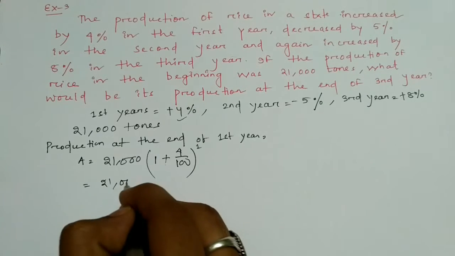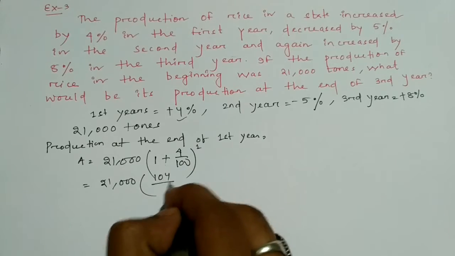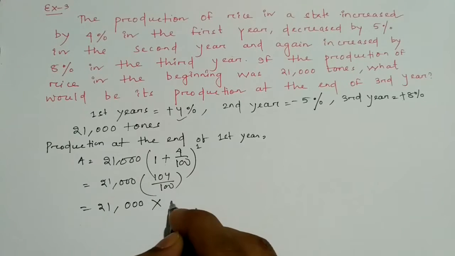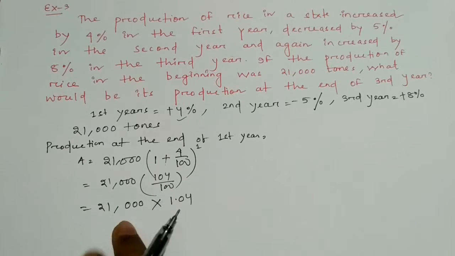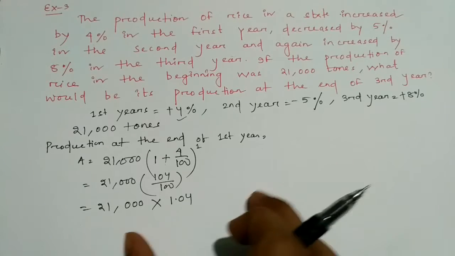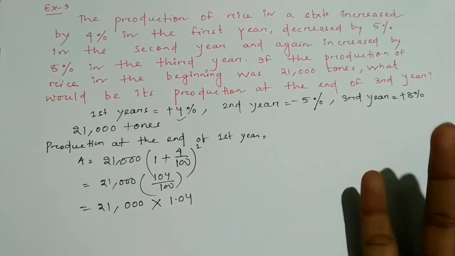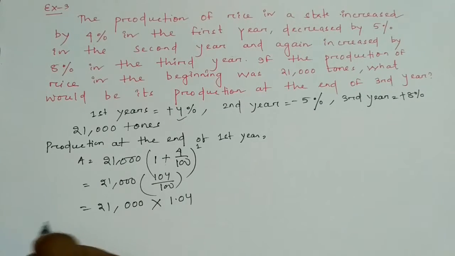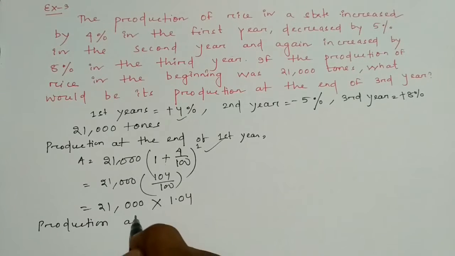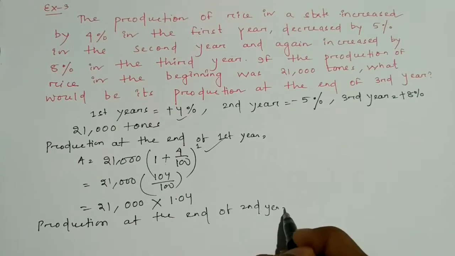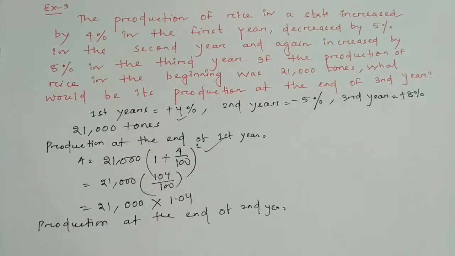So it will be 21,000 into 104 divided by 100, that is 21,000 into 1.04. Friends, you can leave it as it is, because we have to solve it further. Otherwise you can also solve it in the next step. This is the end of first year. Then similarly, production at the end of second year is similar to the first one.